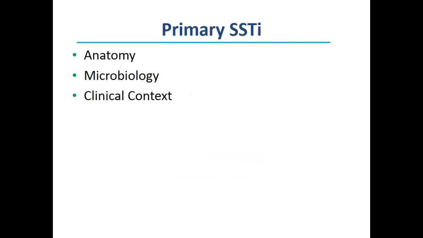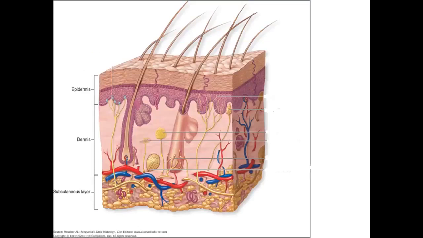So the approach to skin and soft tissue infections is first to define the anatomy, then confirm the microbiology, and recognize the clinical concept. So to review the microbiology and the anatomy: the dermis and the subcutaneous fat.